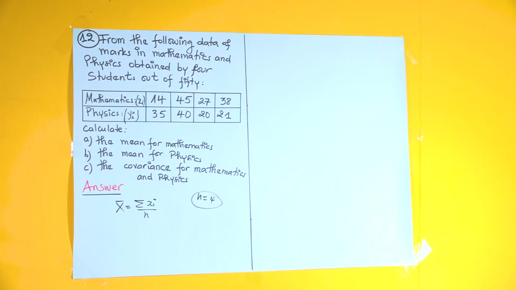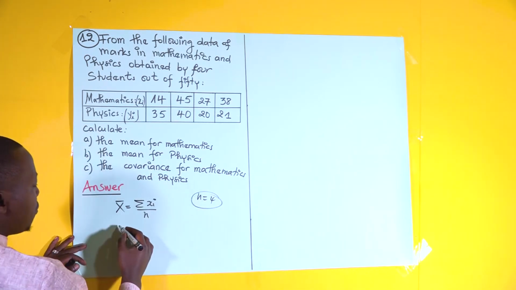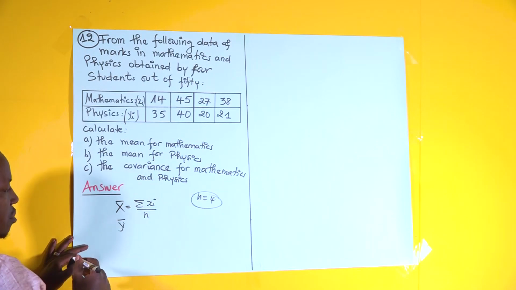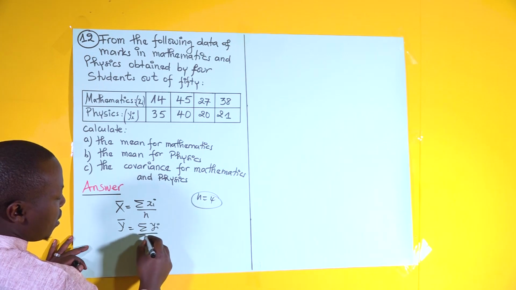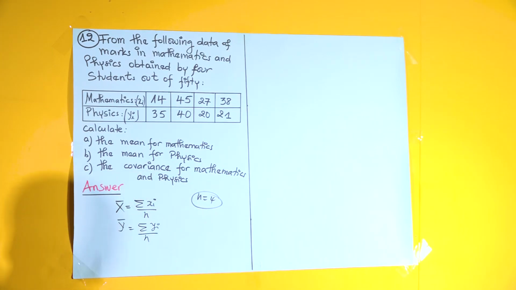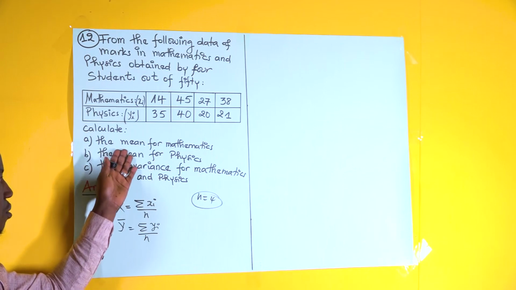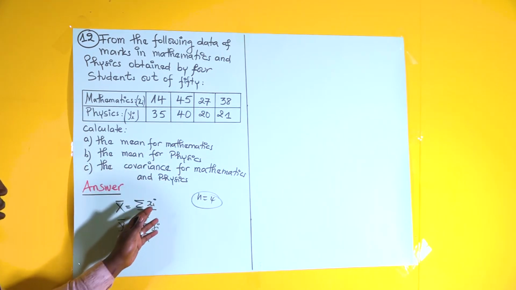And then the mean for y, we write y mean, which is the summation of y's divided by n. This is the formula that we shall use for finding the mean in mathematics and physics.